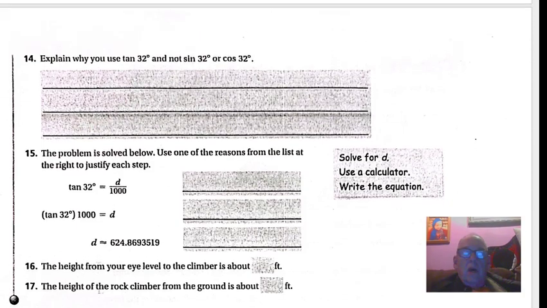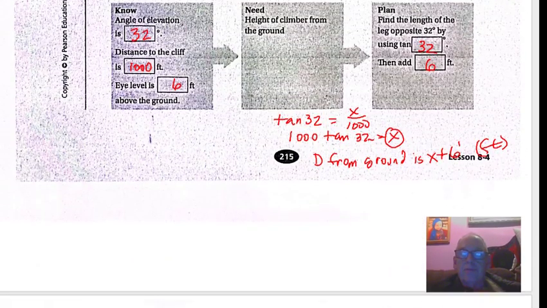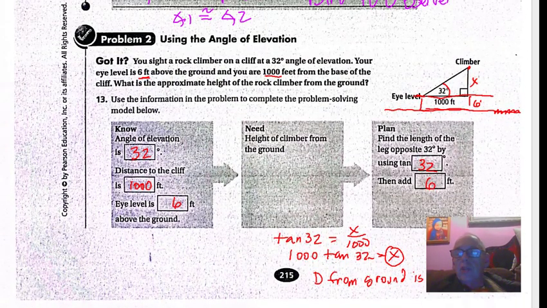Okay, let's move on. Number 14, explain why you would use tangent 32 and not sine or cosine. Well, tangent goes with opposite over adjacent, and we want to find the opposite side, and we have the adjacent side. Sine would be opposite over hypotenuse. We need the opposite side, but we don't know what the hypotenuse is. There's not enough information to use the Pythagorean theorem, so that knocks sine out, since sine requires a hypotenuse.